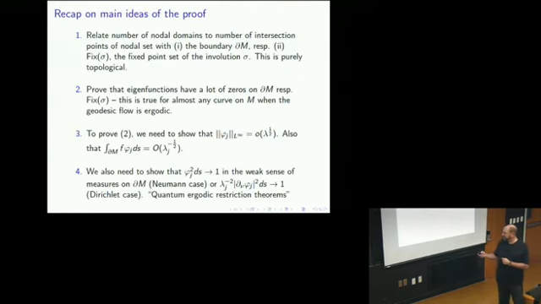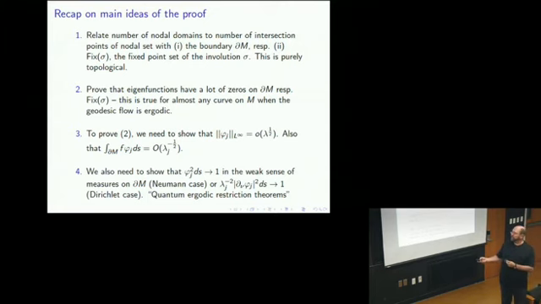Okay, having done the topological part, let me just go back and remember what we want. We just did number 1, relating the number of nodal domains to the number of intersections of the nodal set with the boundary. And now we want to get into the analysis part, the PDE part, where we want to prove that the eigenfunctions have a lot of zeros on the boundary.